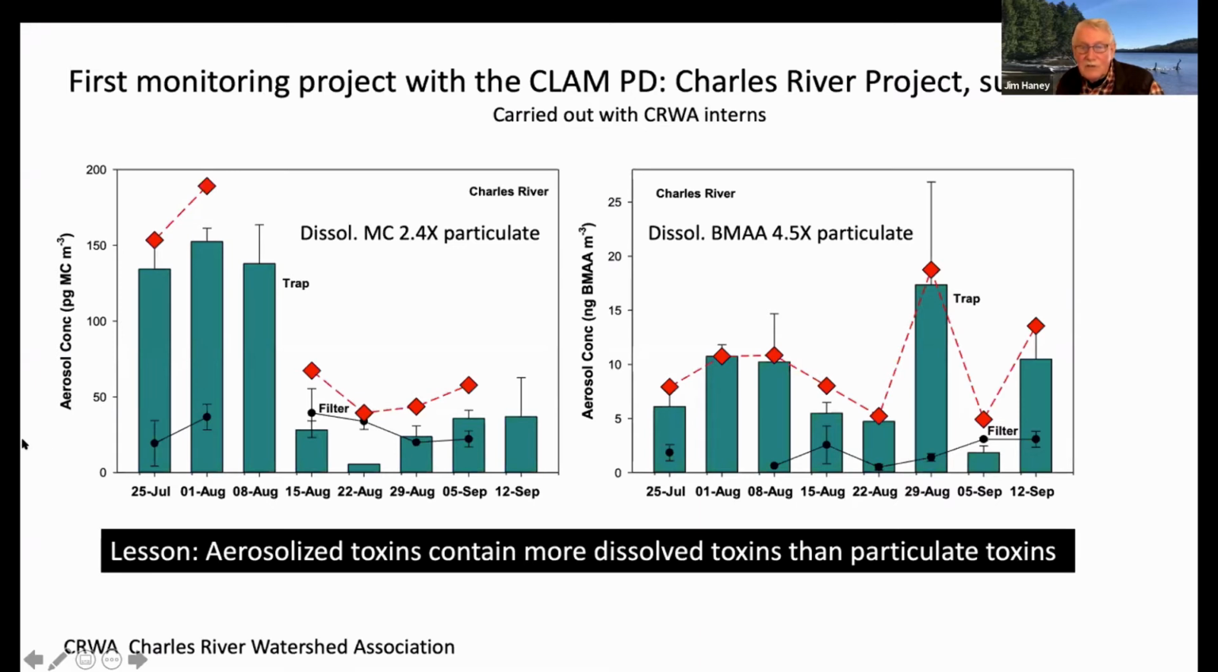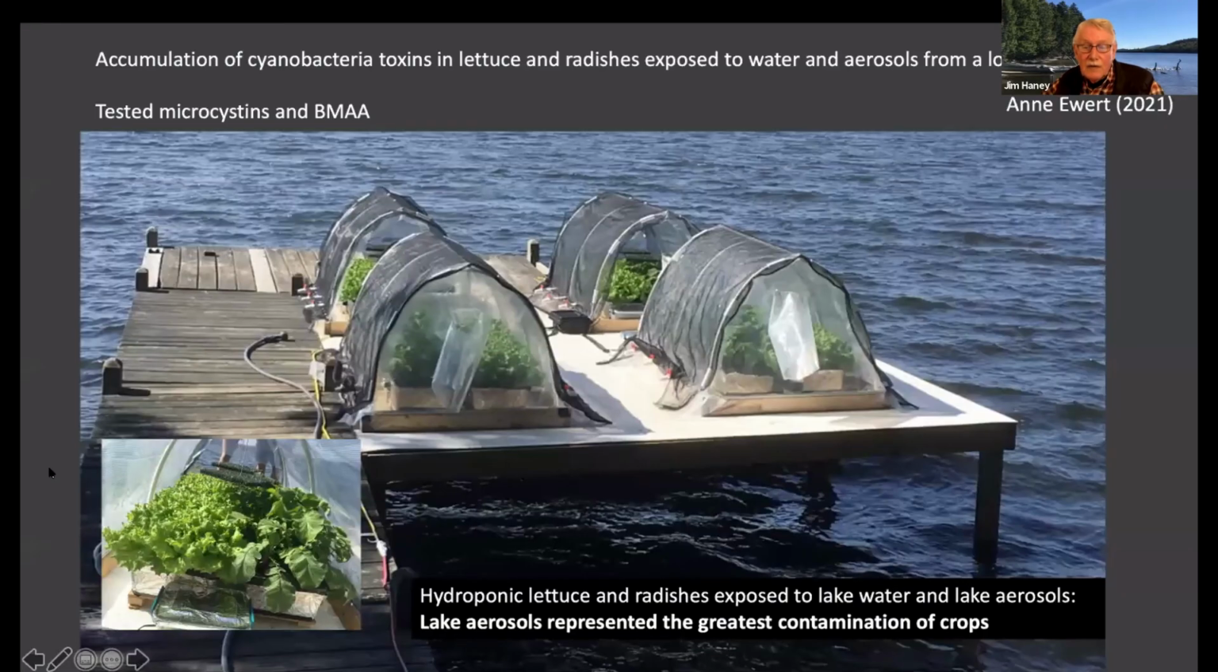And this is the results from the Charles River project we did. And this showed, interestingly enough, that the dissolved microcystins were about 2 to 4 times that of the particulate microcystins collected in the air. And that this then, for BMAA, was even higher, 4.5 times as much in the dissolved form as in the particulate. So these traps then are important in learning more about the aerosols.